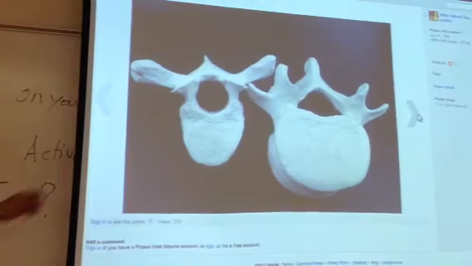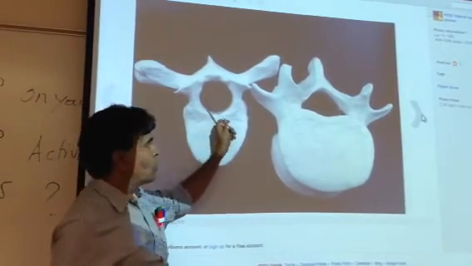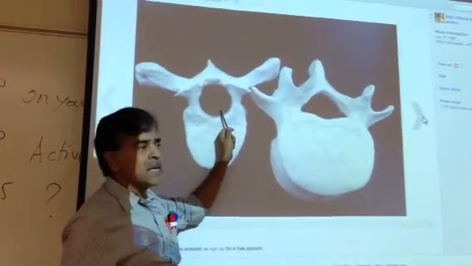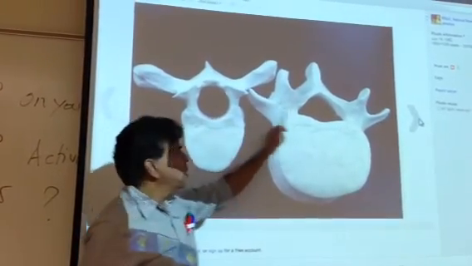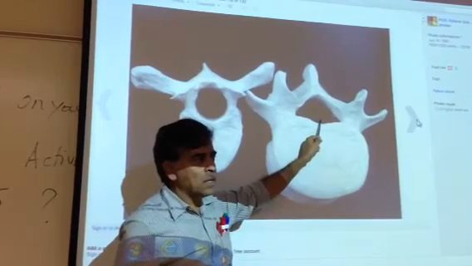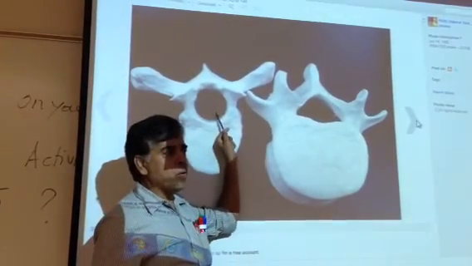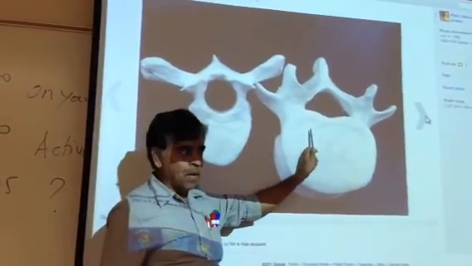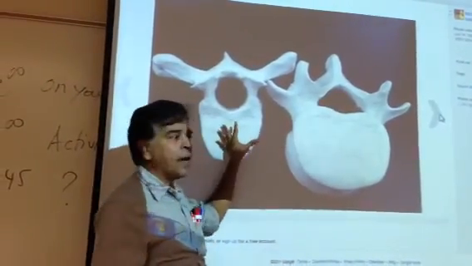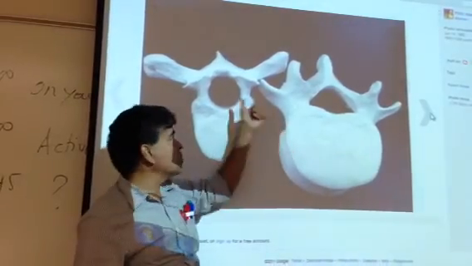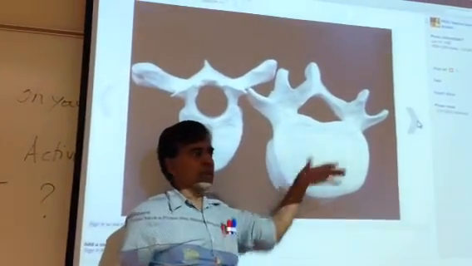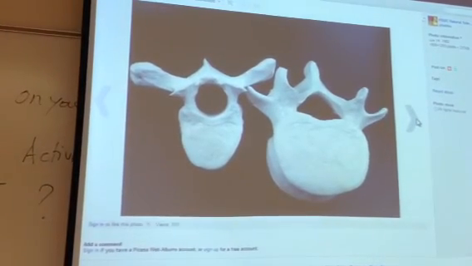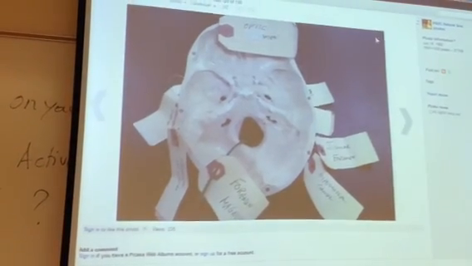Another distinguishing feature between the thoracic and lumbar: if you look at the vertebral foramen, in thoracic it is oval and in lumbar it is triangular. Alphabetically, O comes first, T comes next, so thoracic comes first and lumbar comes next. So you can look at the body, you can look at the spinous process, you can look at the vertebral foramen. There are many ways you can tell the difference straight away.